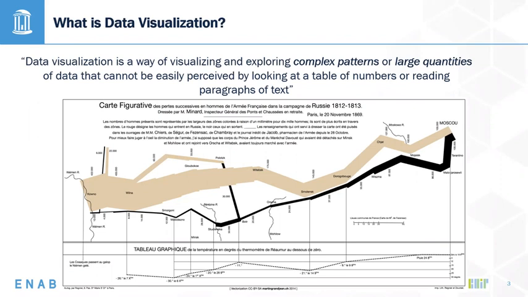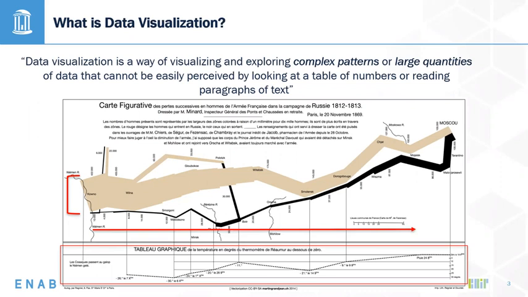This visualization, as shown on slide, combined multiple metrics. The number of troops indicated by the yellow and the black blocks, temperature as shown on the bottom of the map, and distance and directions as you can tell by reading the map from left to right, and more.